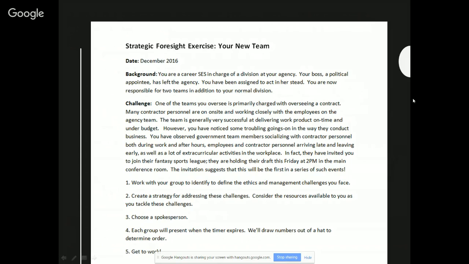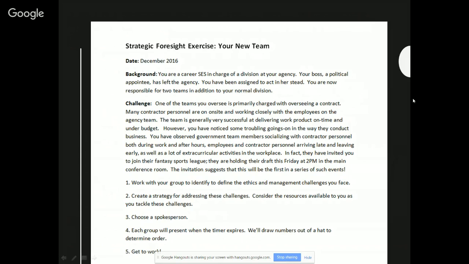However, you've noticed some troubling goings on in the way they conduct business. You've observed government team members socializing with contractor personnel, both during work and after hours, employees and contractor personnel arriving late and leaving early, as well as a lot of extracurricular activities in the workplace. In fact, they've invited you to join their fantasy sports league. They're holding their draft this Friday at 2 p.m. in the main conference room. The invitation suggests that this will be the first in a series of such events.